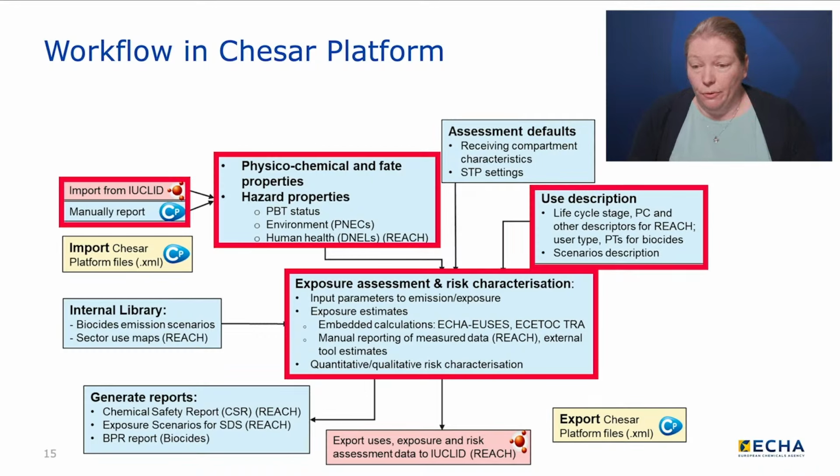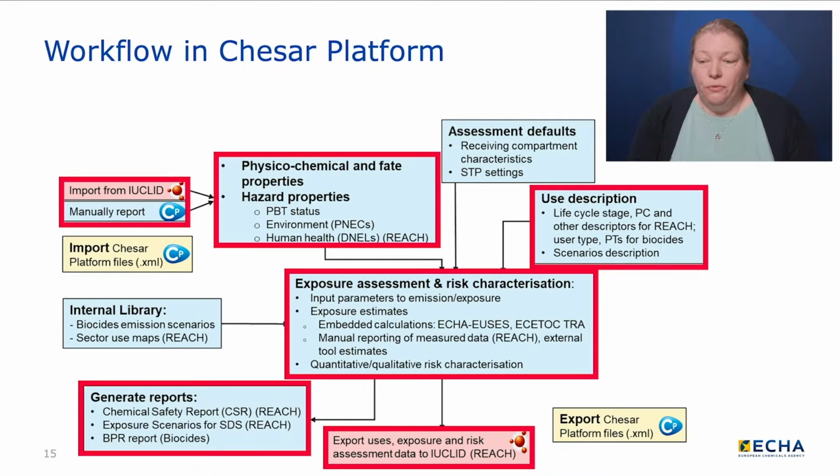Note that this is only for REACH. If you have used external tools or you have measured data, you can also report the results of that manually in the assessment. Then, based on the exposure estimates, or based on, for instance, qualitative considerations, you can do your risk characterization. Once you finish your assessment, you can automatically generate the relevant reports, and for REACH assessments, you can export information on the uses and exposure to Euclid, where it will populate section 3.5.